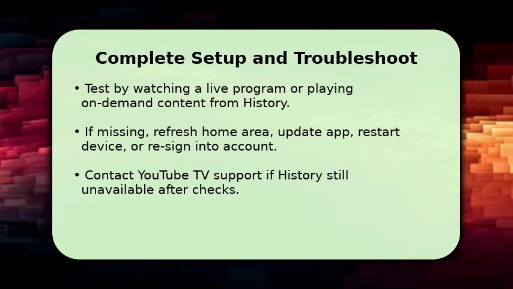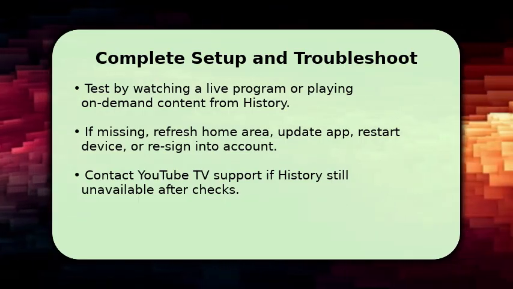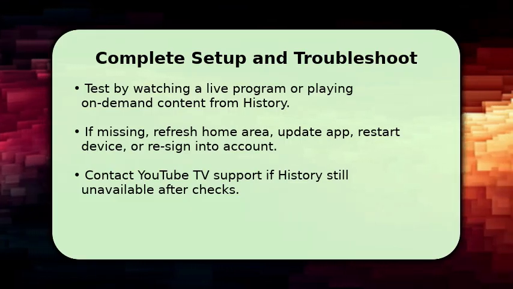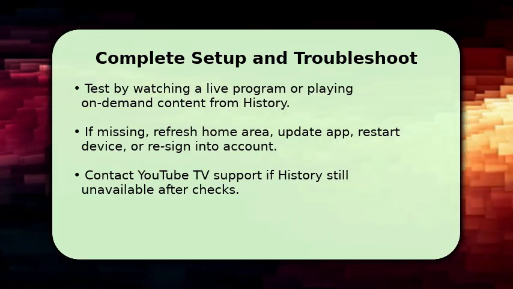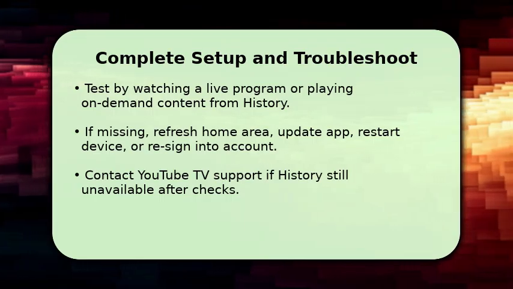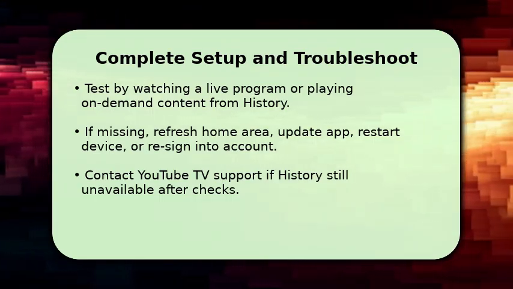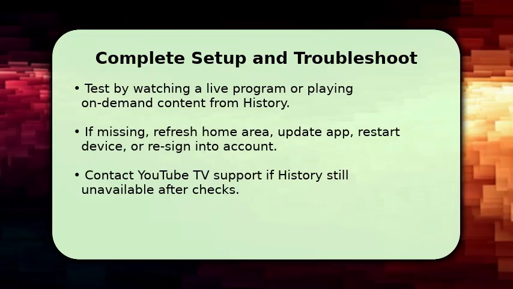If the channel isn't available, make sure your home area ZIP is correct. Update the YouTube TV app, restart your device, and sign out and back in. Key troubleshooting tip: change your home area only if you've physically moved. Otherwise, contact support.